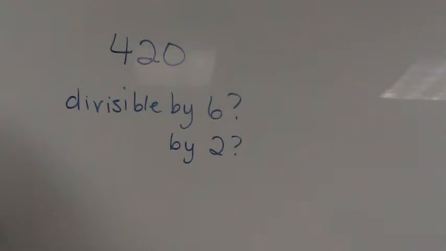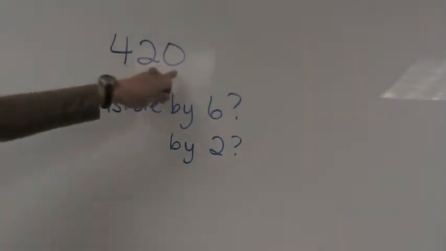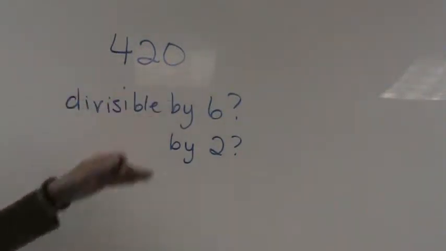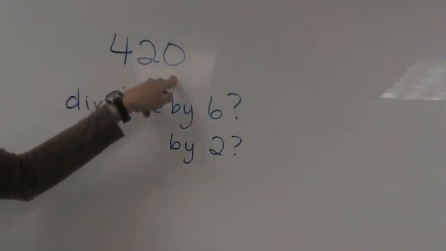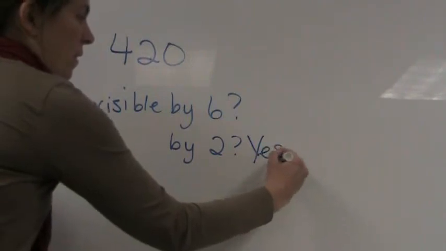The test for divisibility by 2 is to say, is it an even number? And yes, it is an even number. We look at the last digit, and the last digit either needs to be a 0, 2, 4, 6, or 8. And in this case, it is a 0, so it is divisible by 2.